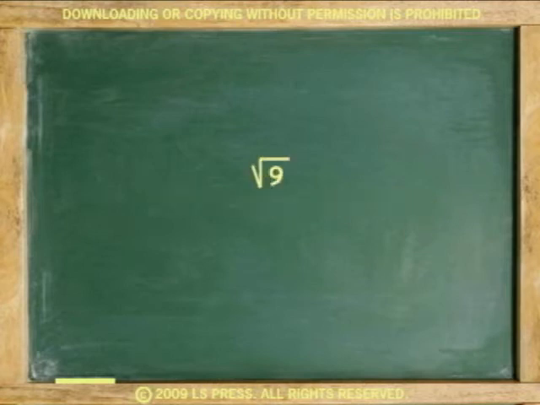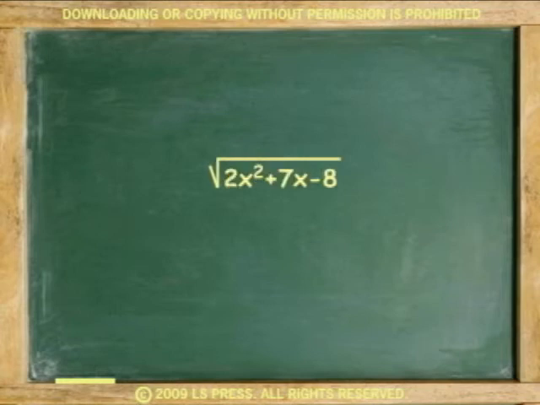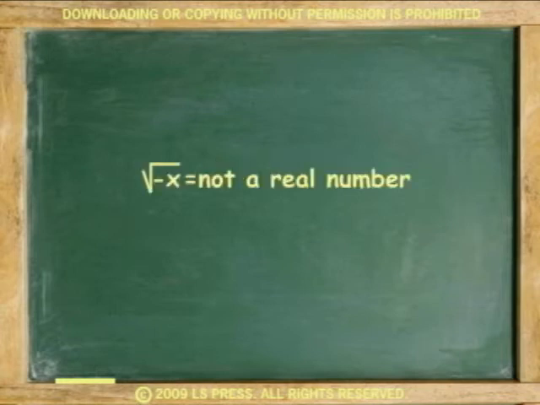To summarize, a radical expression, also called a radicand, is any expression found under the radical. Moreover, negative outcomes of radical expressions are not real numbers.